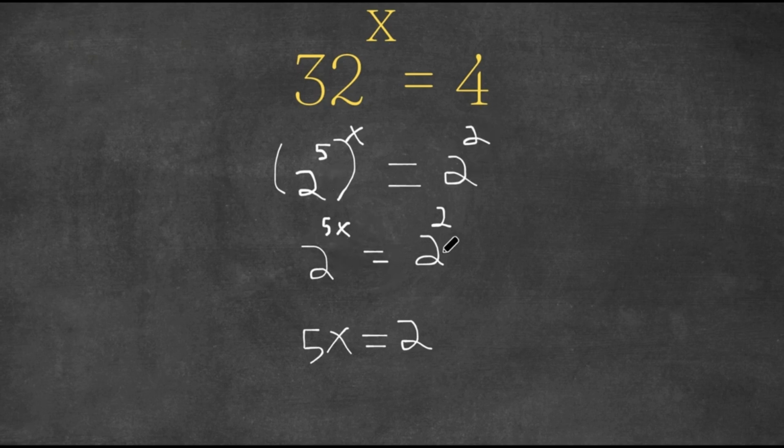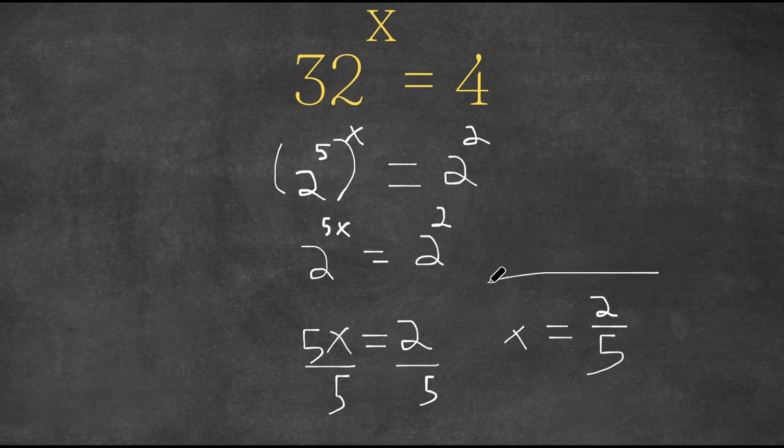So now, as you can see, because both of them have the same bases, we can simply set the exponents equal to each other. And now we can simply solve for x. All we need to do is divide by 5 on both sides. And this gives us x equals 2 over 5. And this would be our answer to this problem.